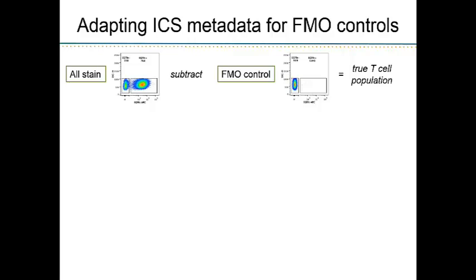When we're talking about having a 1% positive population or 0.1% positive population, we really want to make sure that we're having a very accurate number of the amount of T cells that are circulating in the body, especially when we're looking at long-term follow-up samples that are 6 months out. Are they really persisting for that long? So the idea is that we would subtract the FMO control from our all-stain sample.